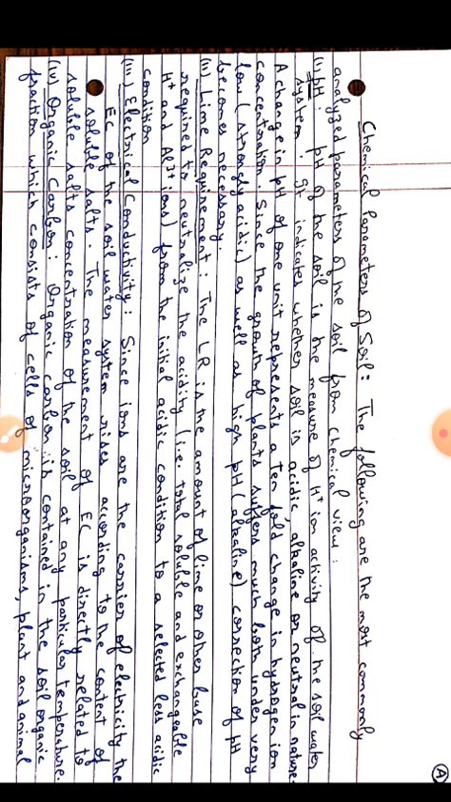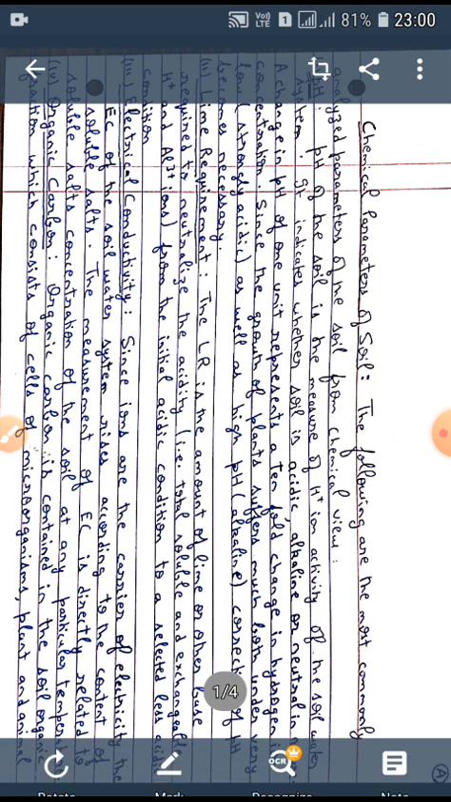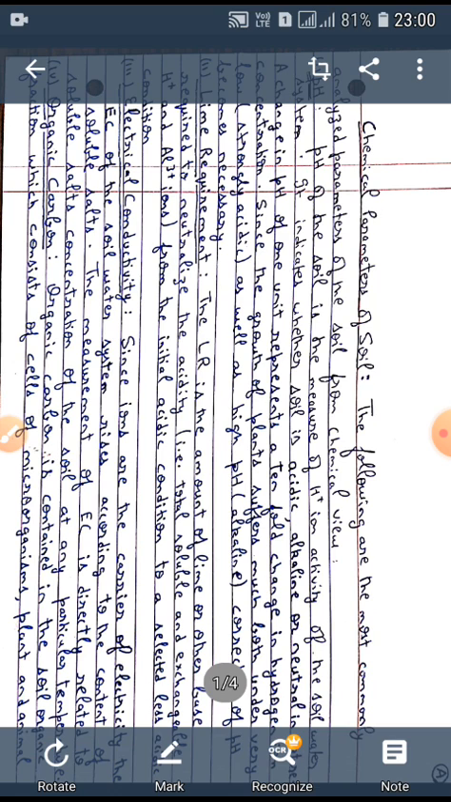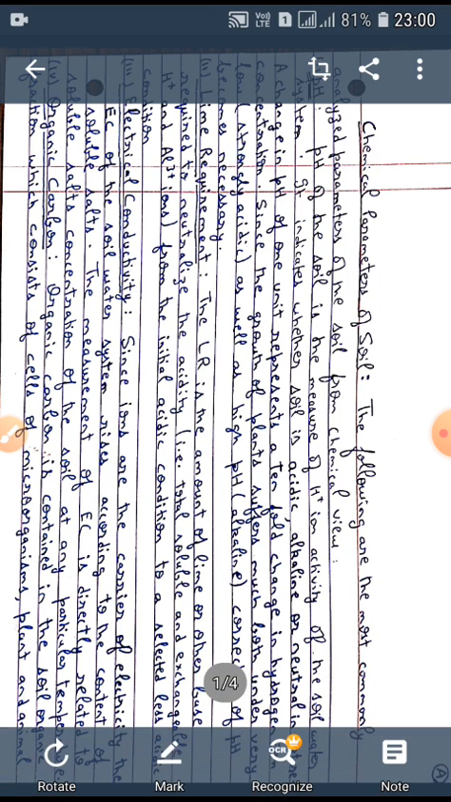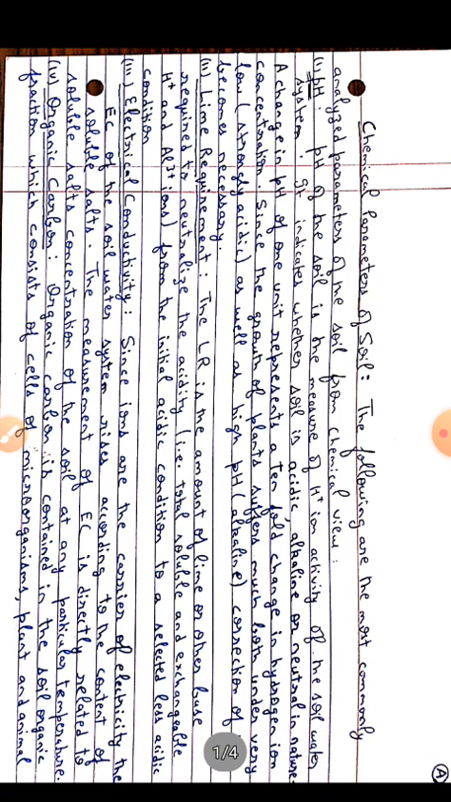Second parameter is lime requirement. The LR or the lime requirement is the amount of lime or other base required to neutralize the acidity, that is the total soluble and exchangeable hydrogen and aluminum ions, from the initial acidic condition to a selected less acidic condition. The third parameter is the electrical conductivity.